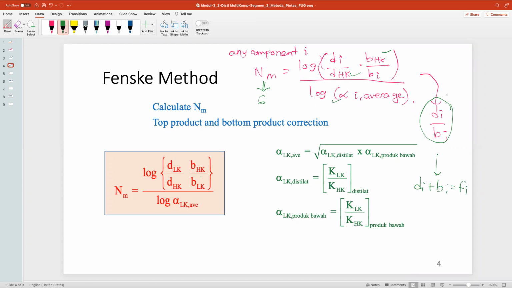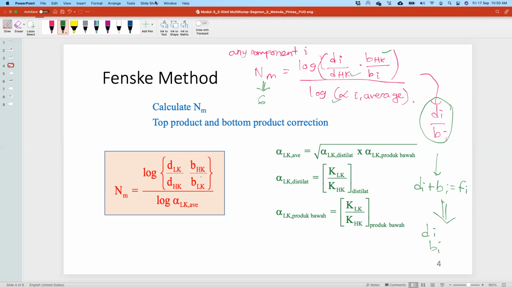Once we know the ratio between DI and BI from this equation, and we know the feed, then we can find the DI and BI corrected. Sometimes there should be some correction, because our assumption is sometimes not correct. For example, there may be a tiny bit of component heavier than the heavy key in the distillate. You may want to see this video again when you do the assignments, maybe in the next 2 weeks, but for now just leave it like that.